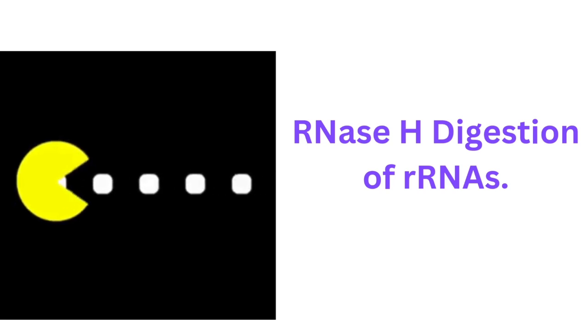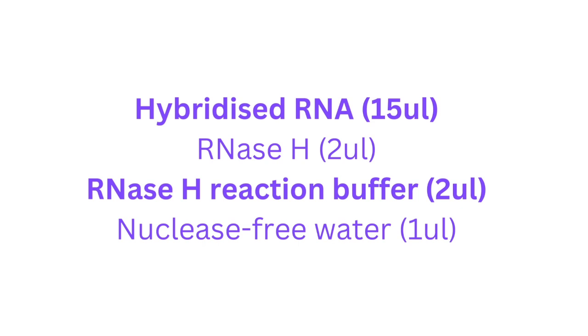For this step, we want to grab our hybridized RNA. We need 50 microliters of it. You need your thermostable RNase H. Then you need your RNase H reaction buffer and some nuclease-free water just to make up the volume, for a total volume of 20 microliters.